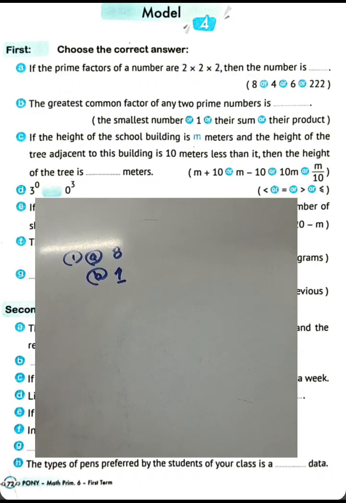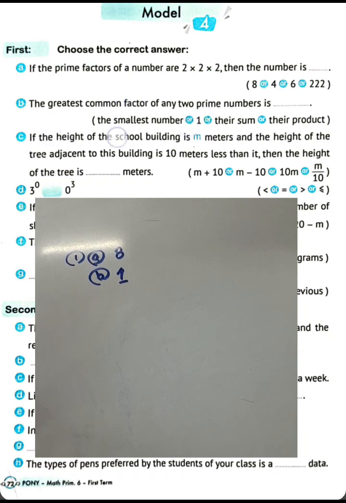Letter B, the greatest common factor of any two prime numbers is 1. The result will be 1. If you want to find the least common multiple of any two prime numbers, we must choose their product. But in this example, you want to find the greatest common factor, it will be 1.